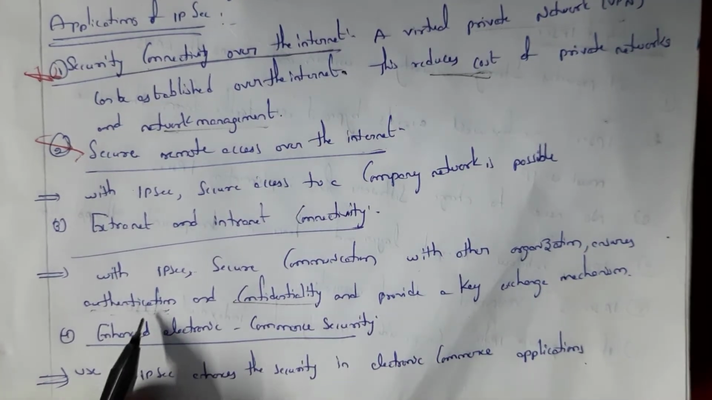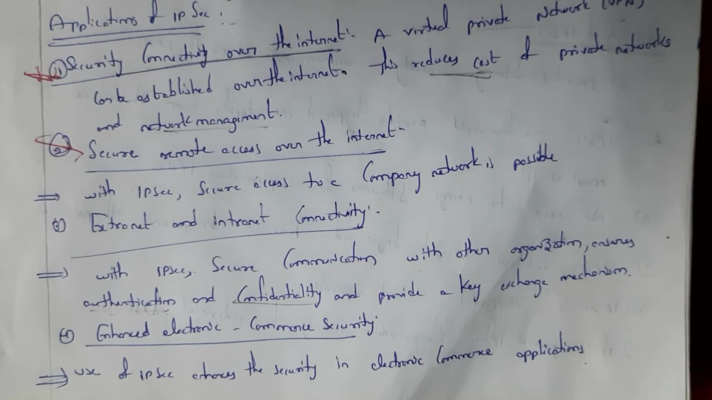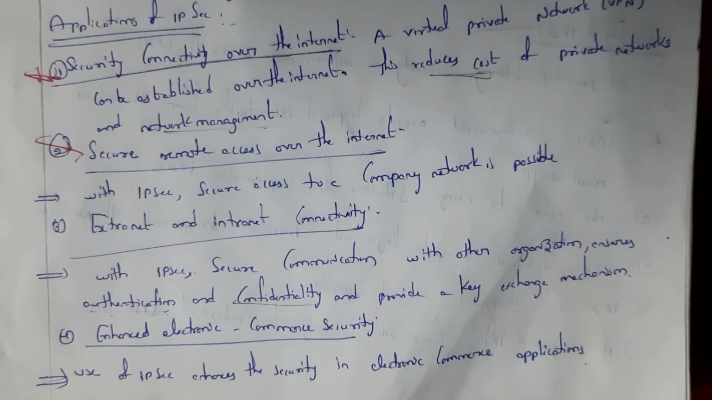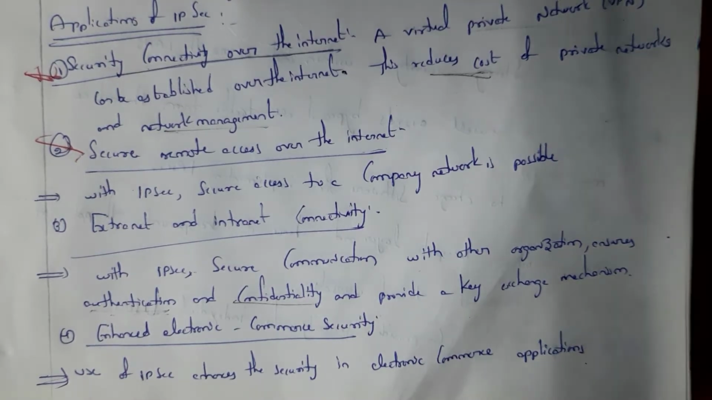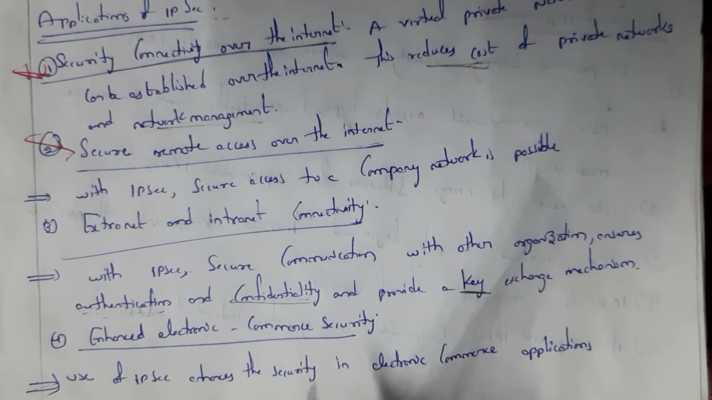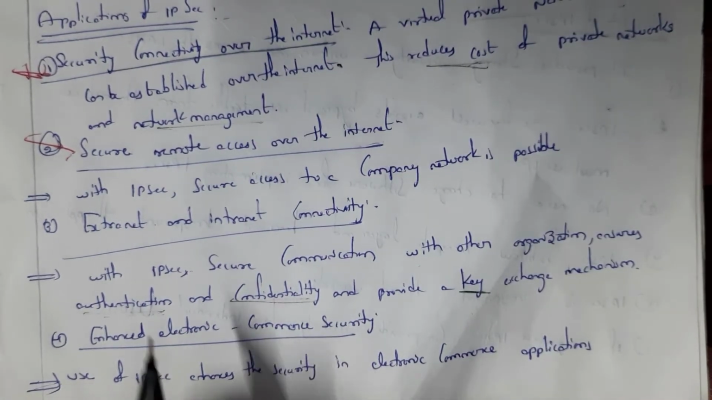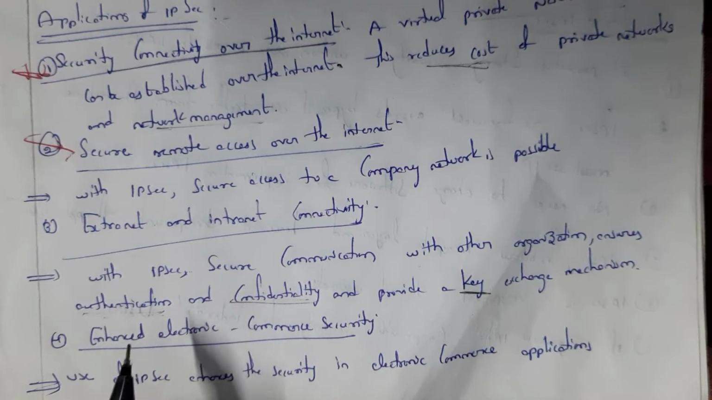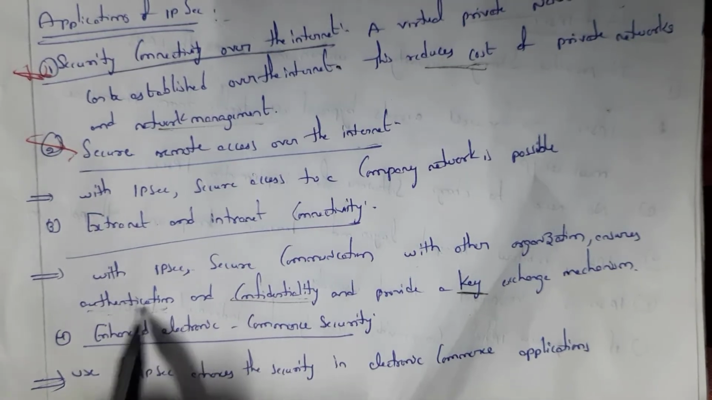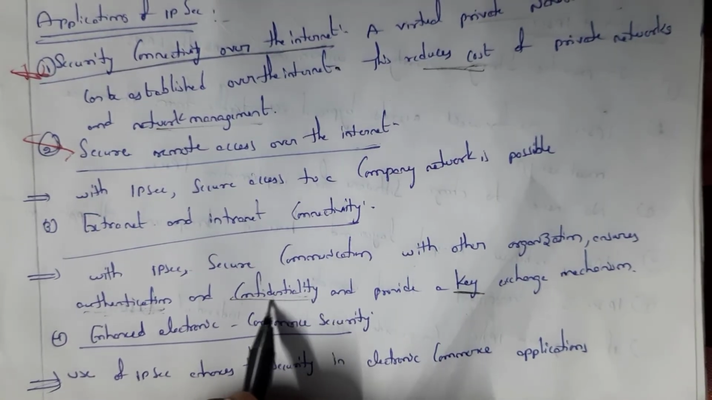Authentication means whenever any user wants to communicate with another company, he needs to provide authentication. That means he needs to give a password and enter the organization. So, next one is confidentiality. This IP security provides authentication as well as confidentiality.